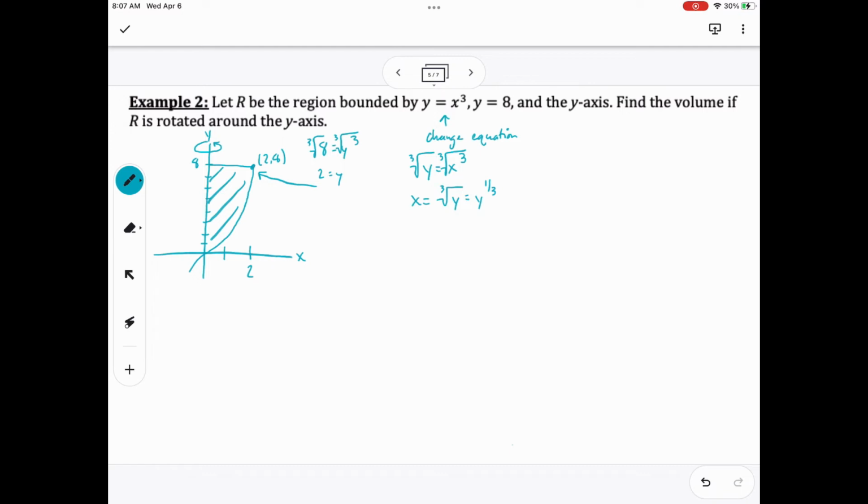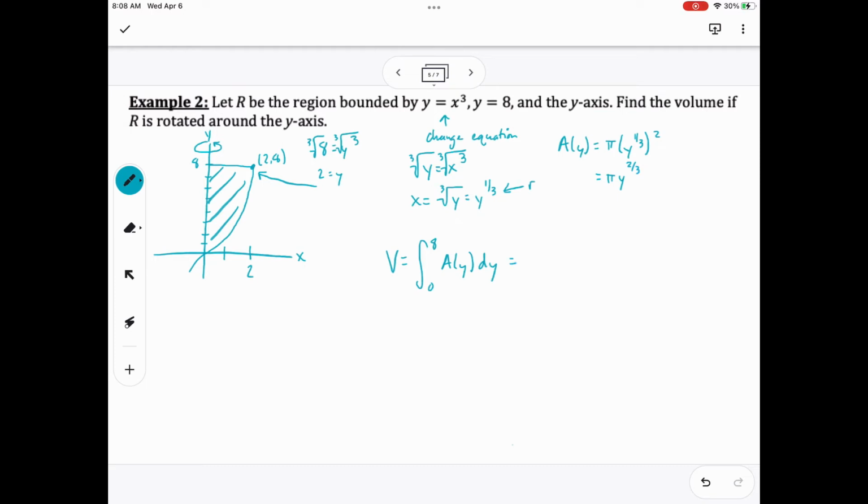And so because we're rotating around the y-axis, I have to switch my equation into terms of y and solve for x. And so now I can find the area of that circle going around the y-axis instead of around the x-axis.